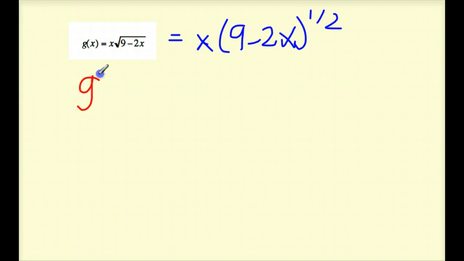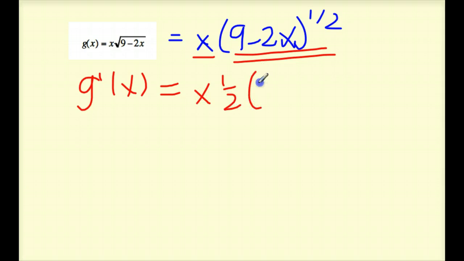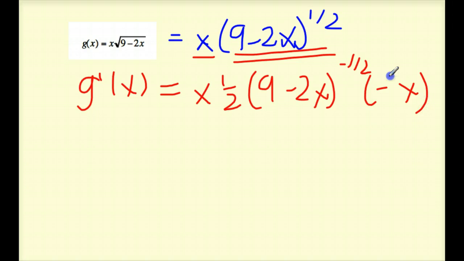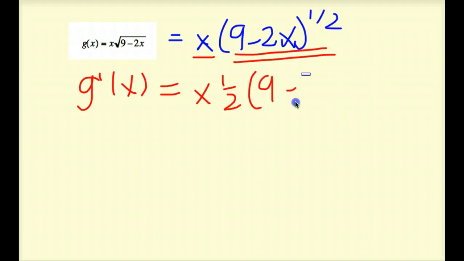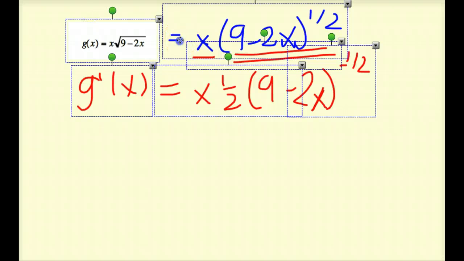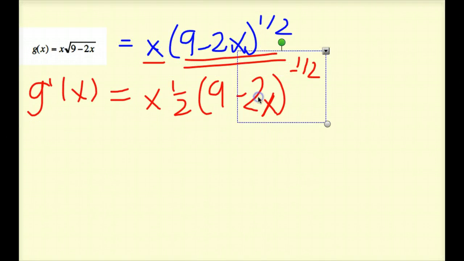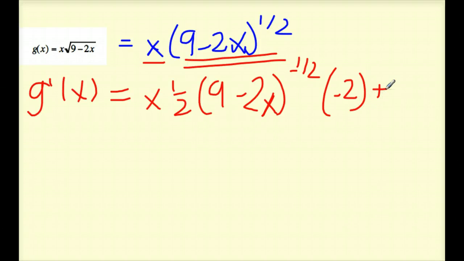G prime of x is equal to the first term times the derivative of the second. So first term times 1/2 times (9 minus 2x) to the negative 1/2, times the derivative of the inside, and the derivative of the inside is negative 2, plus the second term, (9 minus 2x) to the 1/2, times the derivative of the first, which is just 1.